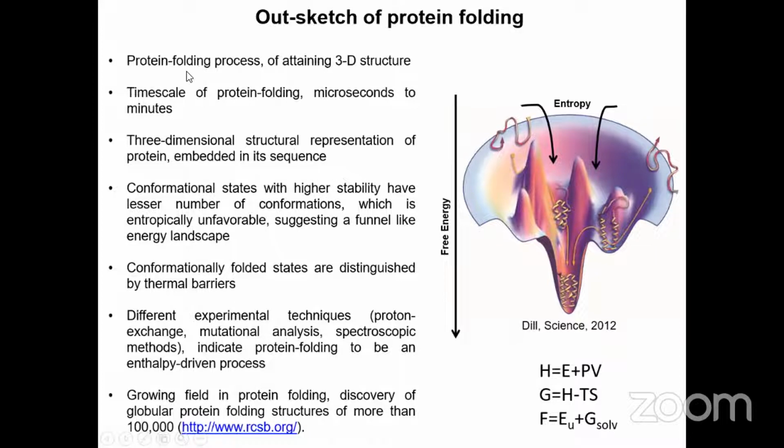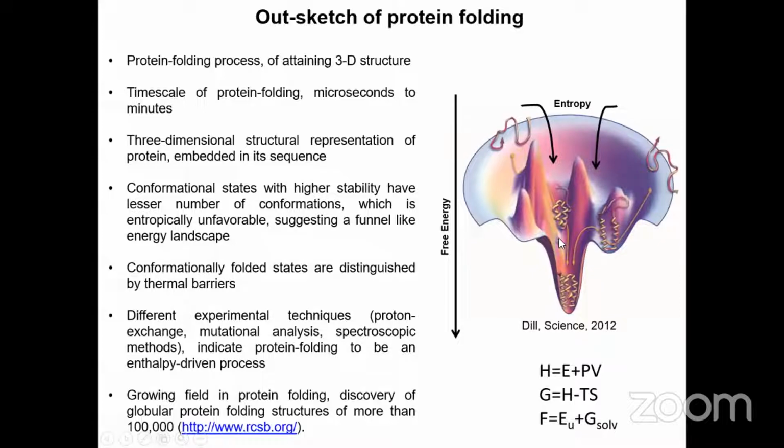Now, we already know that protein folding is the process of attaining the three-dimensional structure of protein, and the timescales of protein folding vary from microseconds to minutes. The three-dimensional structural representation of protein is, as we have discussed previously, embedded in its sequence. And conformational states with higher stability have a lesser number of conformations, which is entropically unfavorable. So if there is more entropy, the system will be more disordered. But as we can see here from the pictorial representation, the protein is actually more or less linear or a compact-like structure without any secondary structure.